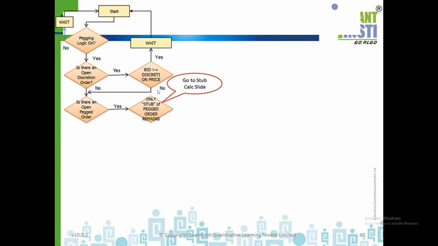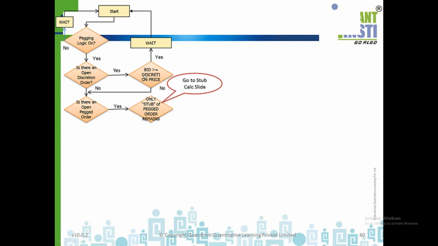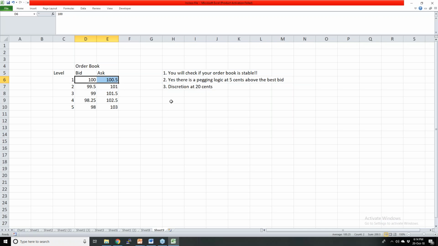If the bid ask spread is greater than 20 cents, obviously I cannot fire a discretion. If I fire within my discretion range, it will not get executed. So I will wait. That's fine. In this case, this is case one. I will wait for the bid ask to change.